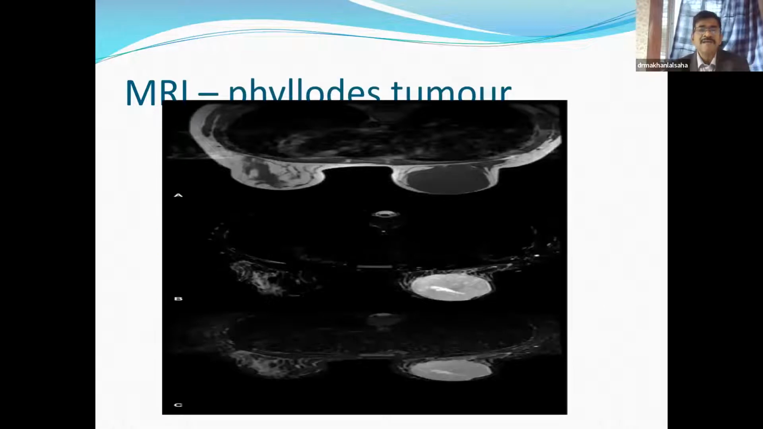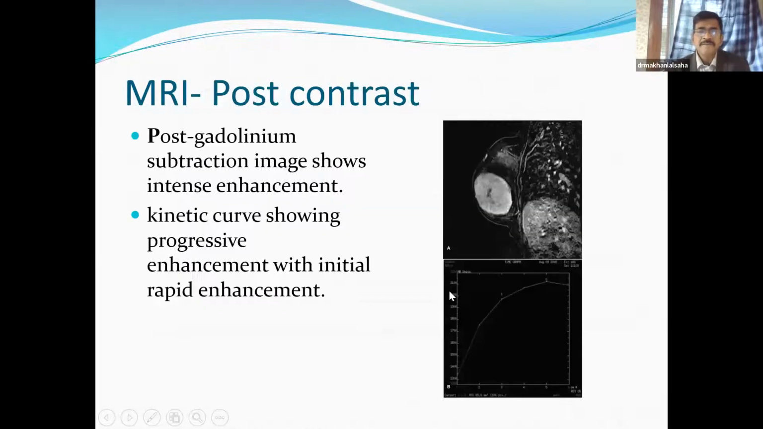It's an inhomogeneous signal with hemorrhagic cystic spaces. So this is a typical T1 weighted image where you have the hypointense mass in the breast. This is a T2 weighted image with areas of hyperintensity. After contrast, there is intense enhancement following gadolinium.